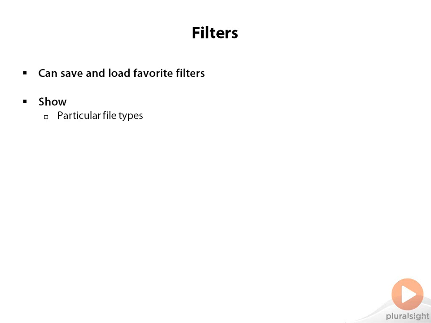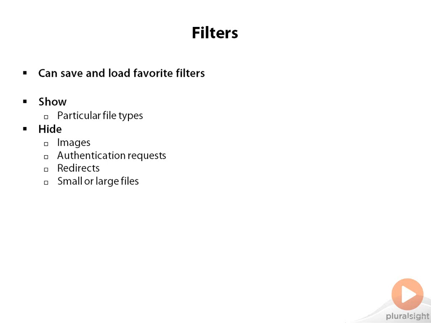Some of the filters control what will actually show up. So I can choose to filter to only show particular file types. I can also hide things like images if I don't want to see those. We talked earlier about authentication requests, the 401s, the 407s that you would get with authentication or proxy server authentication. If you don't want to see those, they can be hidden. You can hide redirects. You could also hide small or large files. So if you wanted to do a performance evaluation and you were primarily concerned about files that were bigger than, say, 50 or 100K, you can specify that you only want to see the large files in that case. You can also use filters to do blocking.